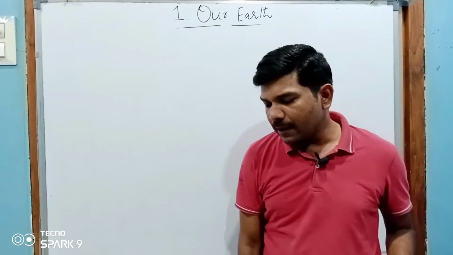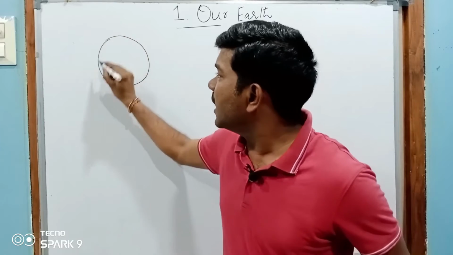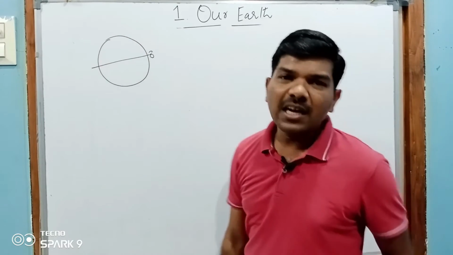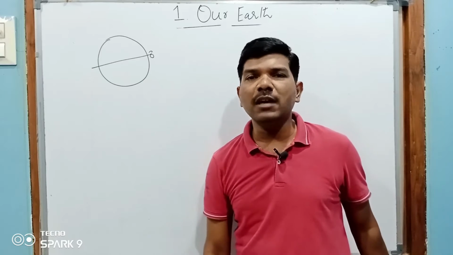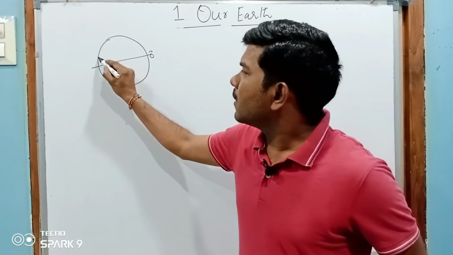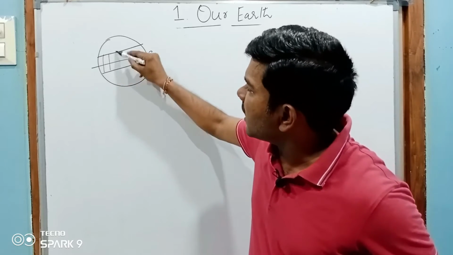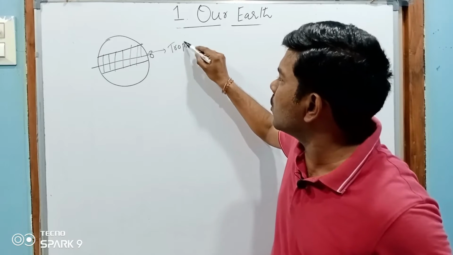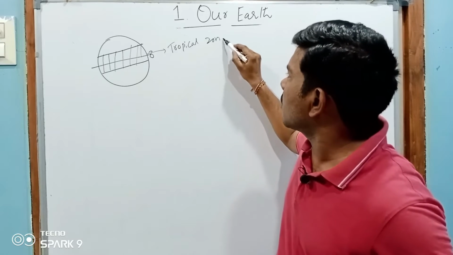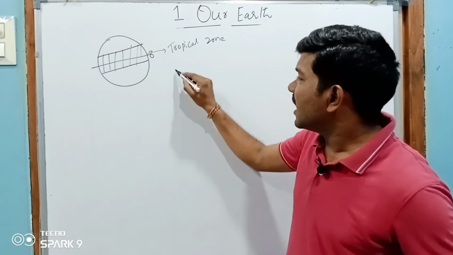So before going to that, latitudes can also be useful for differentiating the climate. అంటే అక్షాంశాల వల్ల మనకి ఏం తెలుస్తుందంటే, this is the Tropic of Cancer, this is the Tropic of Capricorn. So this area is called the tropical zone. This is called the tropical zone because we can classify the heat.